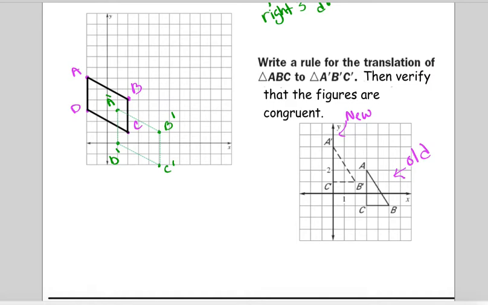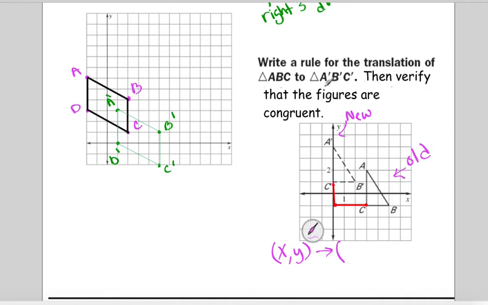And so here they want a rule for the translation. To write the rule, you write x comma y in parentheses like a point. You write an arrow. And then you write what you want to do. To figure out what has been done, you just pick a point. I'm going to use C. And you figure out how they went from C to C prime, like a stair step, like a slope.